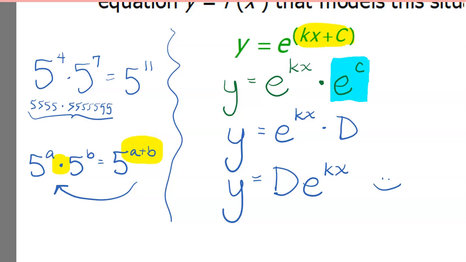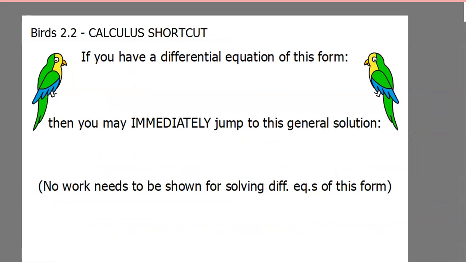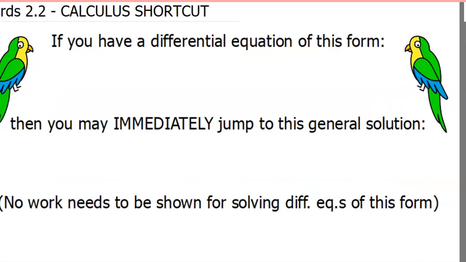This is going to be easier for us to work with because now my second unknown, the k and the c, or now the k and the d, my second unknown is out here by itself, which is going to be easy for us. And what that allows us to do is a calculus shortcut that you get to use from here on out, but only in a particular type of case, a very special type of differential equation.